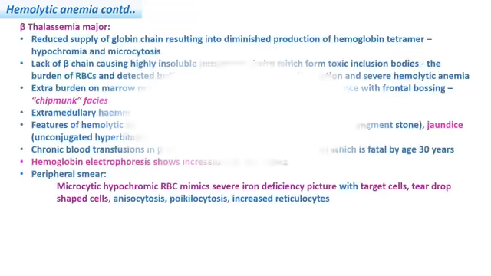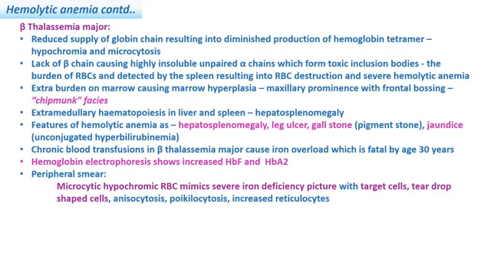Let us discuss about the thalassemia major. Reduced supply of globin chain resulting into diminished production of hemoglobin tetramer, causing hypochromia and microcytosis. Lack of beta chain causing highly insoluble unpaired alpha chain, which form the toxic inclusion bodies. This burden of RBC are detected by the spleen, resulting into RBC destruction and severe hemolytic anemia. Extra burden on the marrow, causing marrow hyperplasia, causing maxillary prominence with frontal bossing, the chipmunk faces.